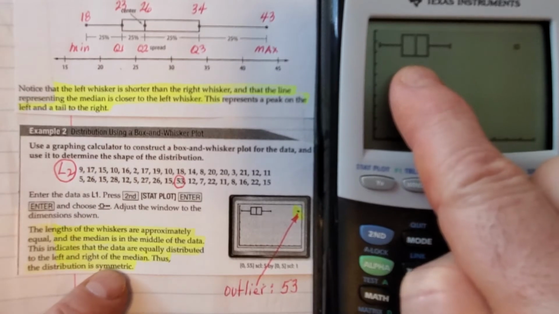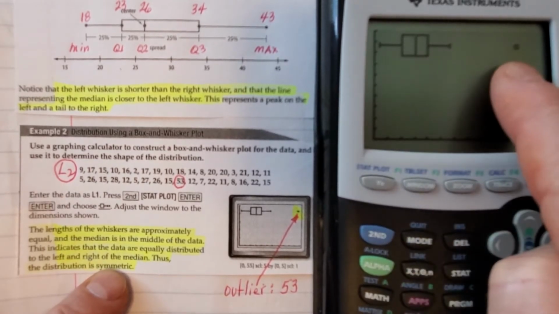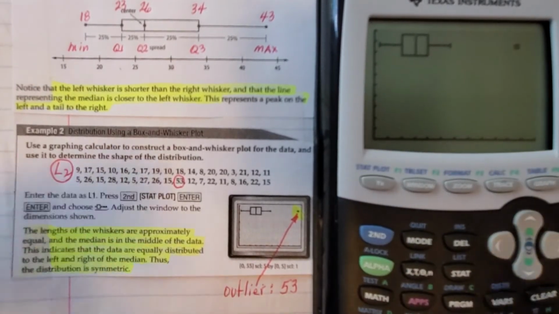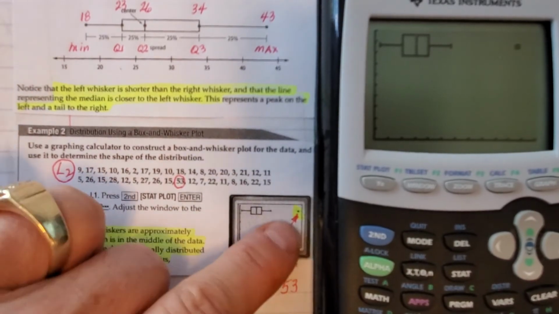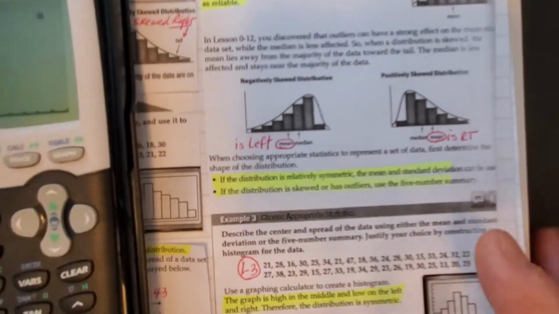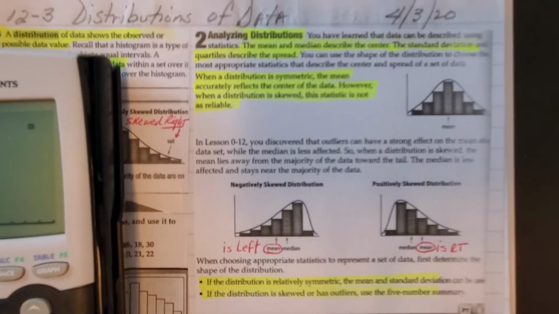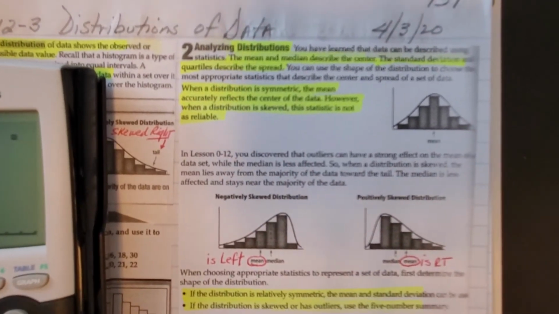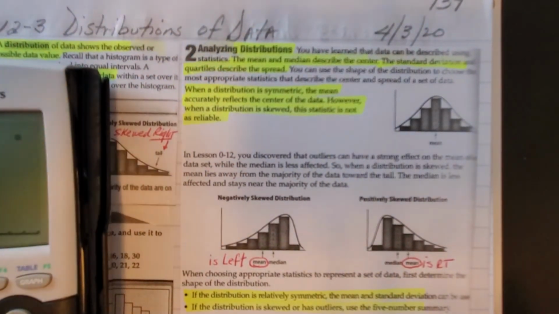Thus, the distribution is symmetric other than that outlier. And that's how you graph an outlier. An outlier is way out there. All right, so let's go to the next page, and I'm going to move this over here, and we're going to talk about this distribution. Let's see if that'll get clearer there, hopefully.